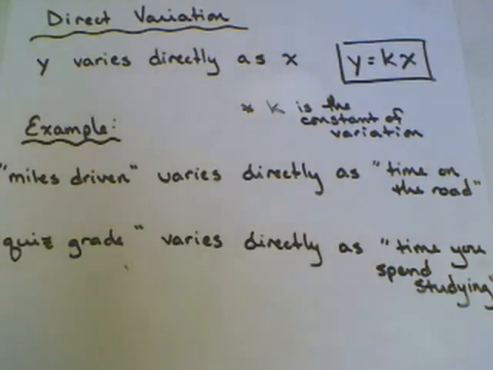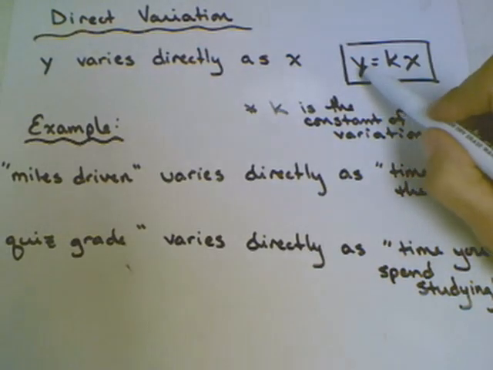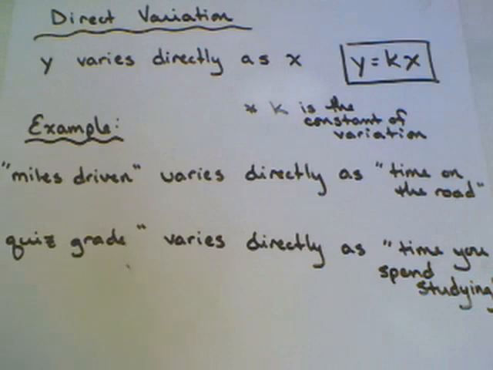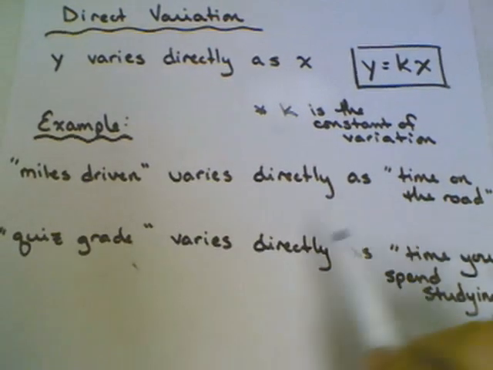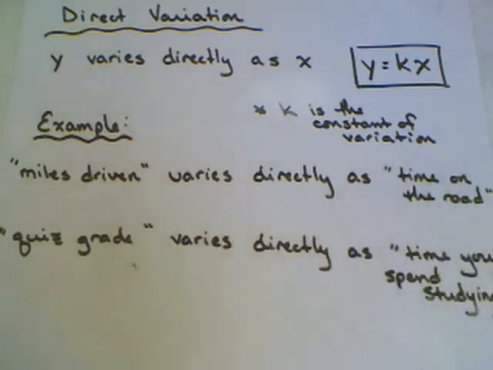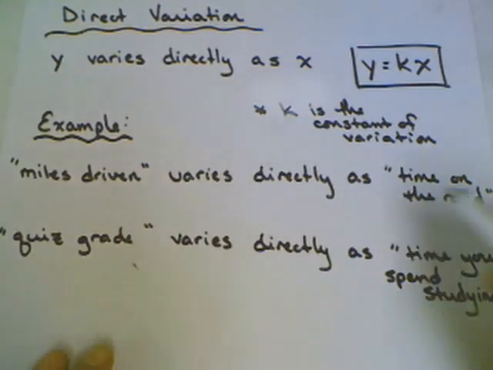Direct variation is a relationship between two things, usually variables or quantities, where if y varies directly as x, we can write an equation y equals some constant k times x. And some good examples of this are things like miles driven varies directly as the time on the road.